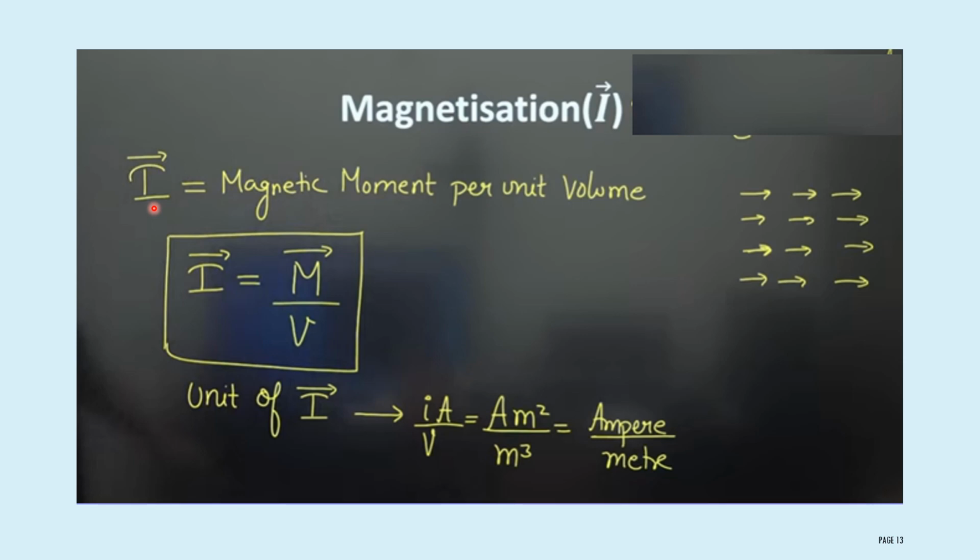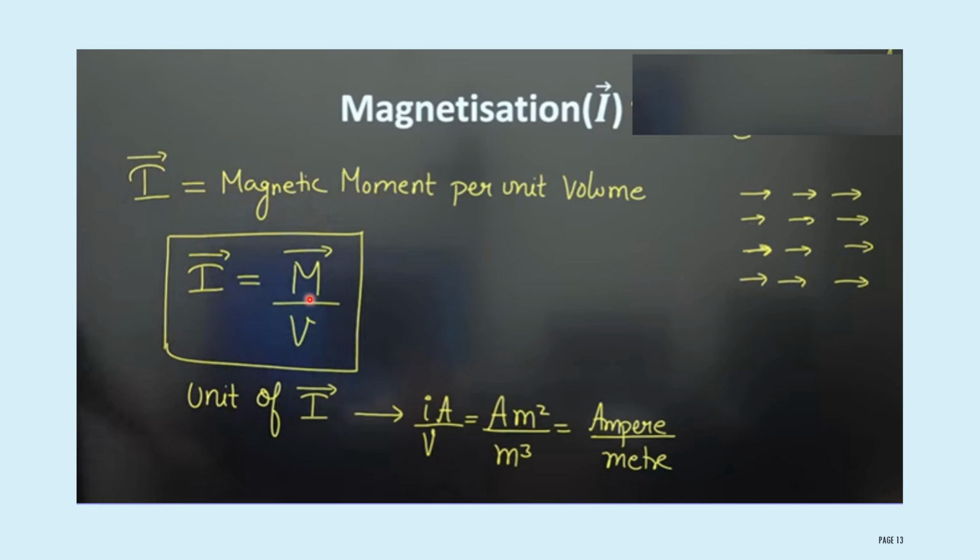Magnetization is indicated by I, magnetic moment per unit volume. The definition of magnetization is nothing but how much magnetic moment, otherwise magnetic dipoles, get aligned per unit volume. Therefore, it is given by the formula I = m/V, magnetic moment per unit volume. How many magnetic dipoles get aligned per unit volume is given by magnetization.